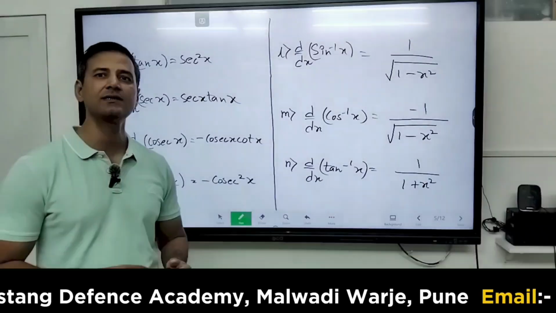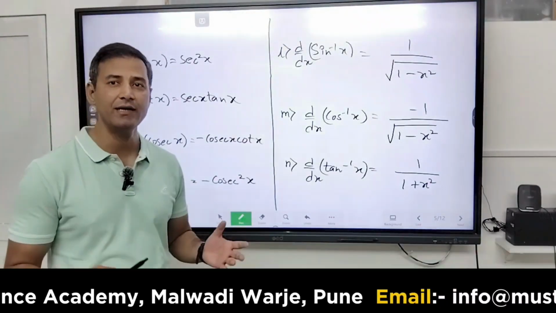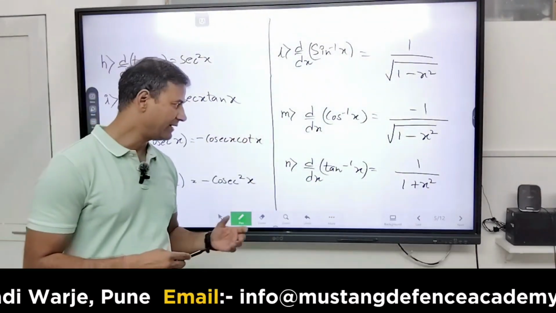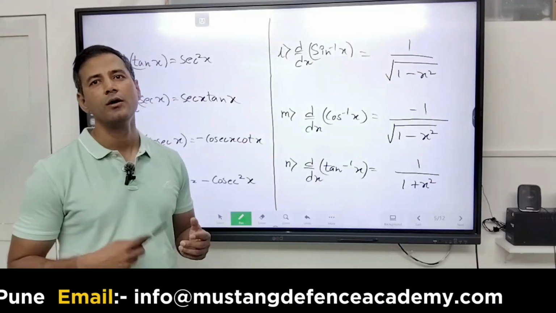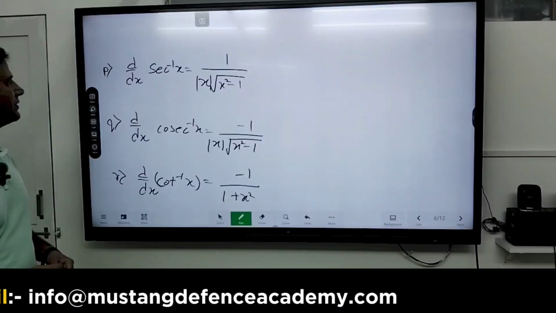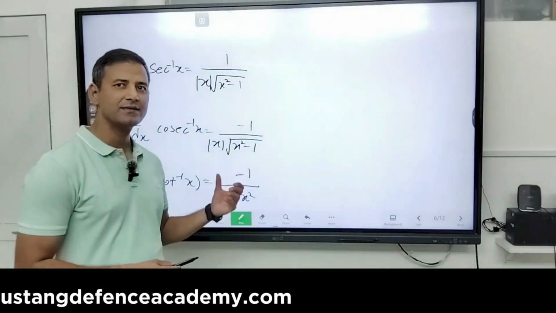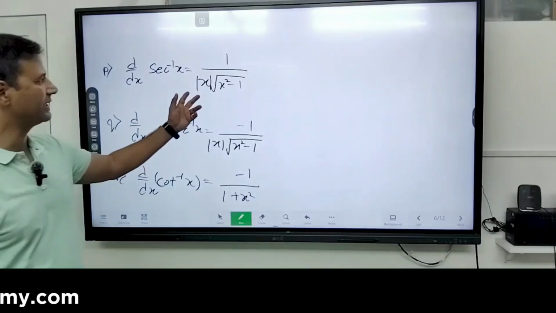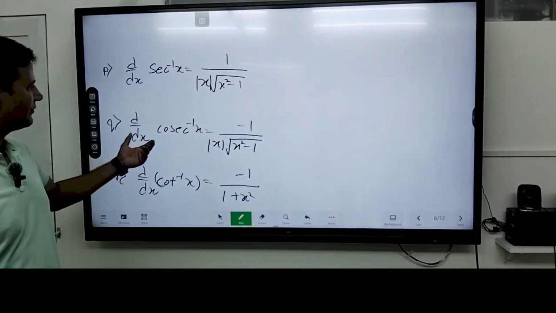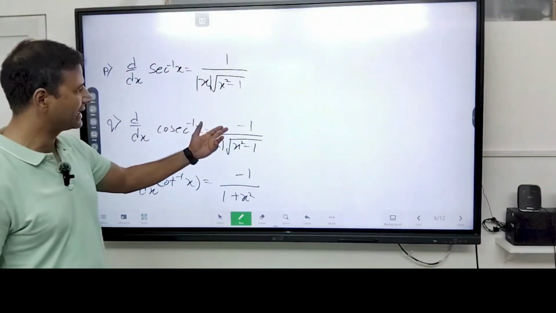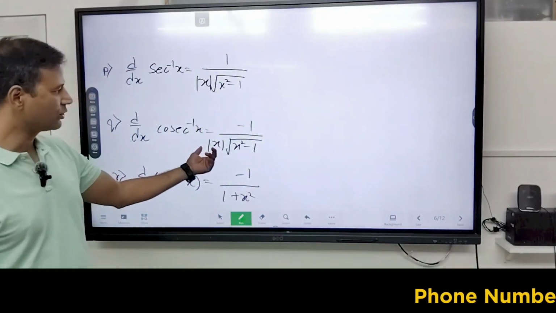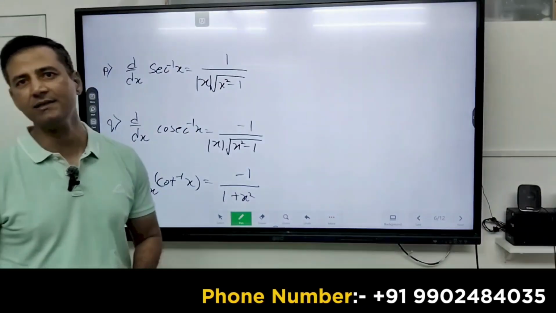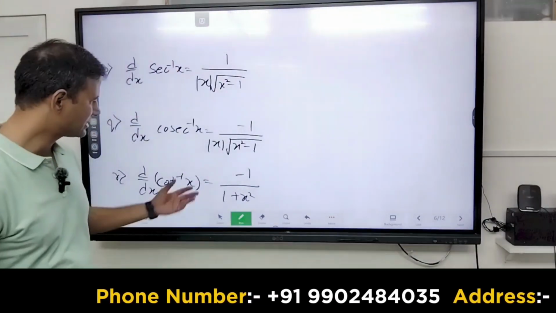Derivative of sine inverse of x is 1 upon root of 1 minus x square. Derivative of cos inverse of x is minus 1 upon root of 1 minus x square. Derivative of tan inverse of x is 1 upon 1 plus x square. Derivative of sec inverse of x is 1 upon x into root of x squared minus 1. Gentlemen, this x is always positive. Okay. Similarly, derivative of cosec inverse of x, the sign would be negative: minus 1 upon mod of x root of x squared minus 1. Derivative of cot inverse of x is minus 1 upon 1 plus x squared.